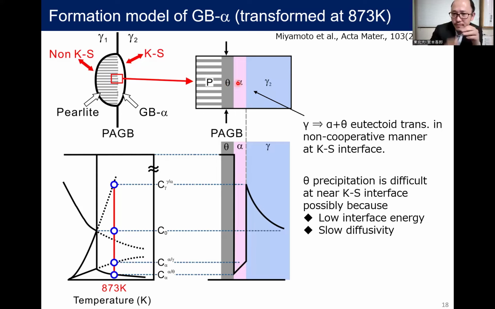This is a kind of eutectoid transformation, but in a non-cooperative manner at the KS interface. Such strange behavior is due to the difficult cementite precipitation at the near-KS interface, and possibly because the interface energy is low at the near-KS interface, and solute diffusivity is also slow there. Those factors prevent the nucleation of cementite at the near-KS interface.